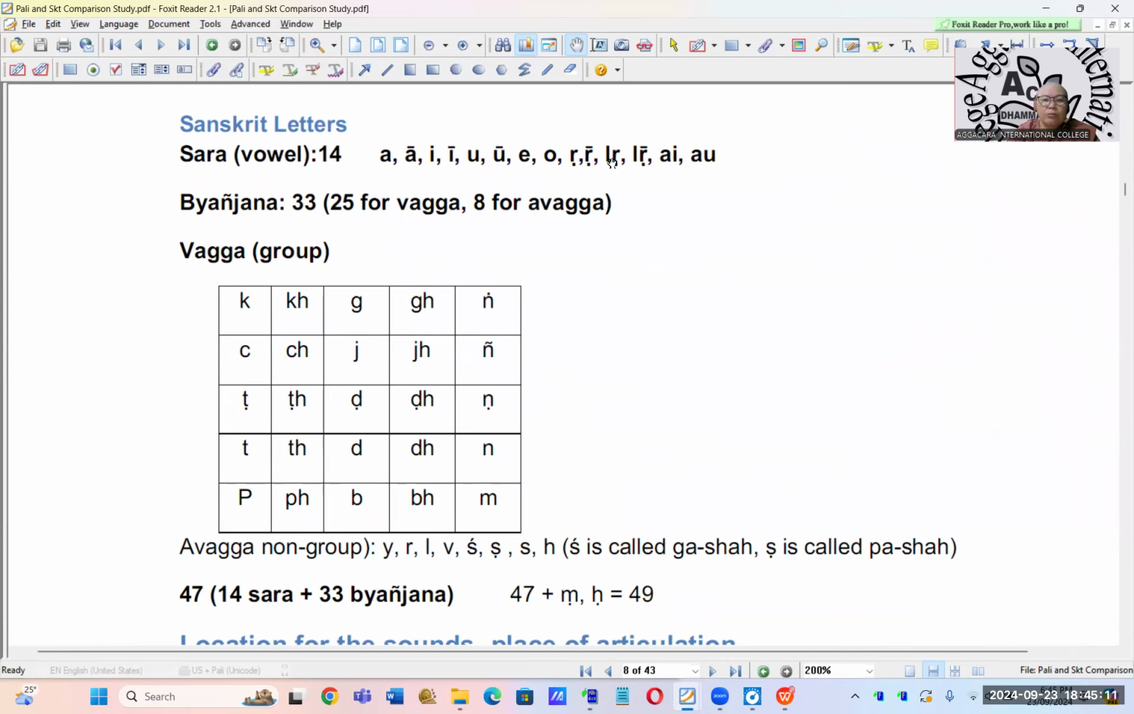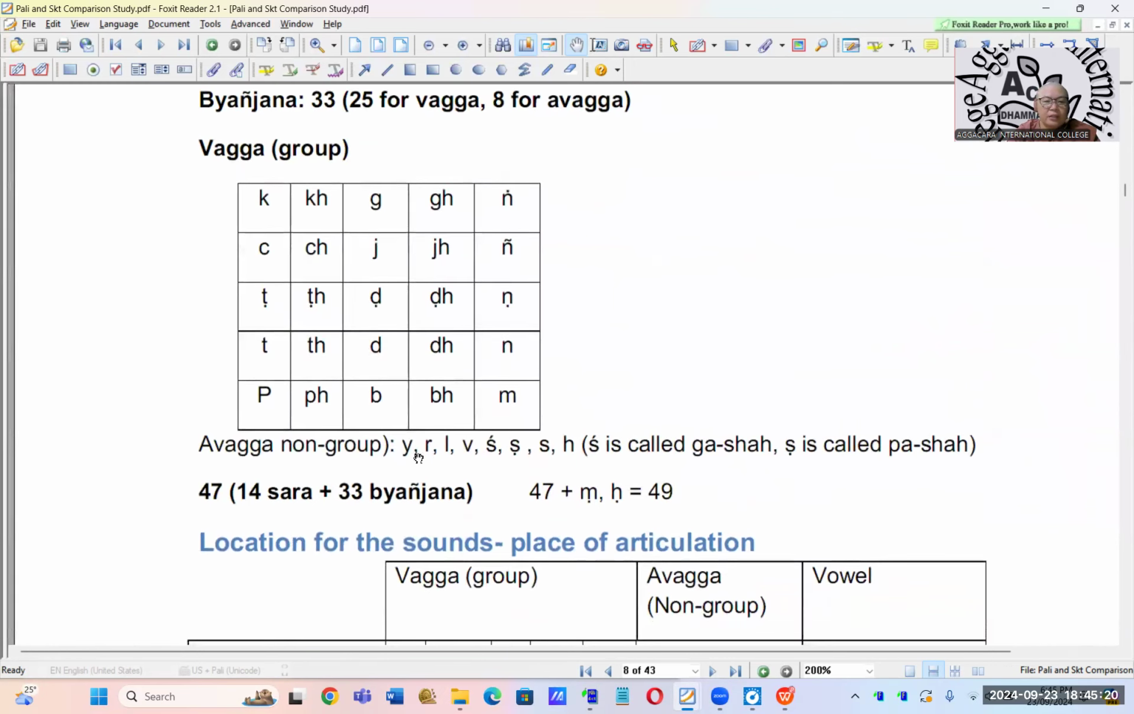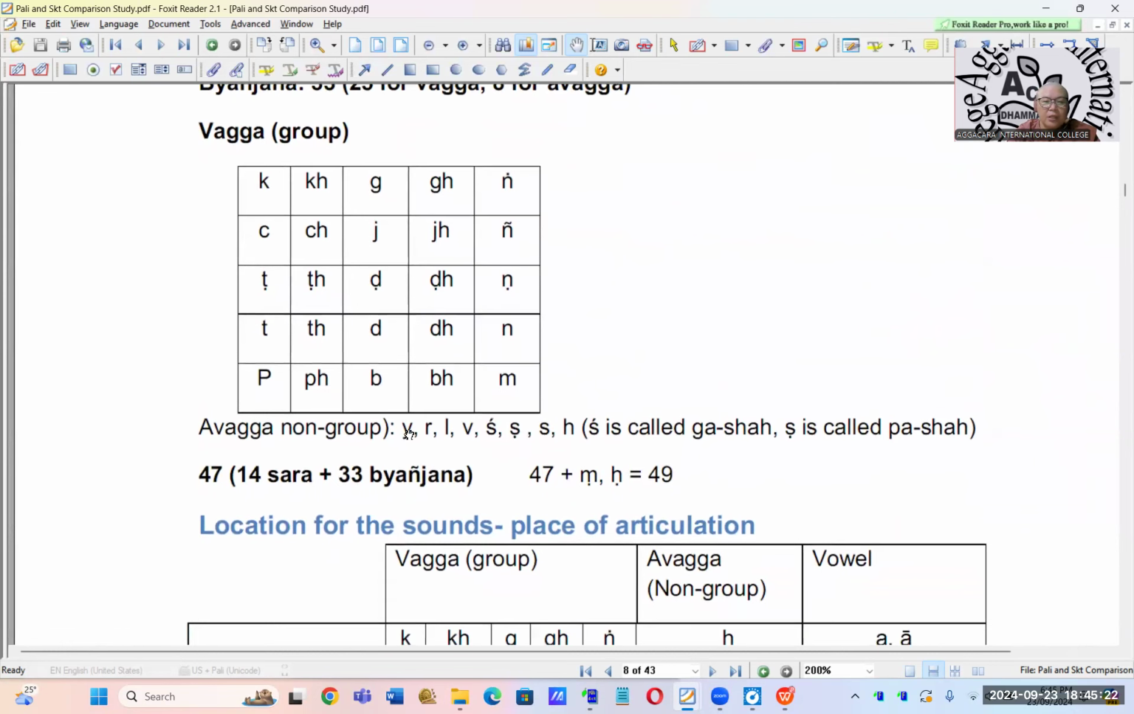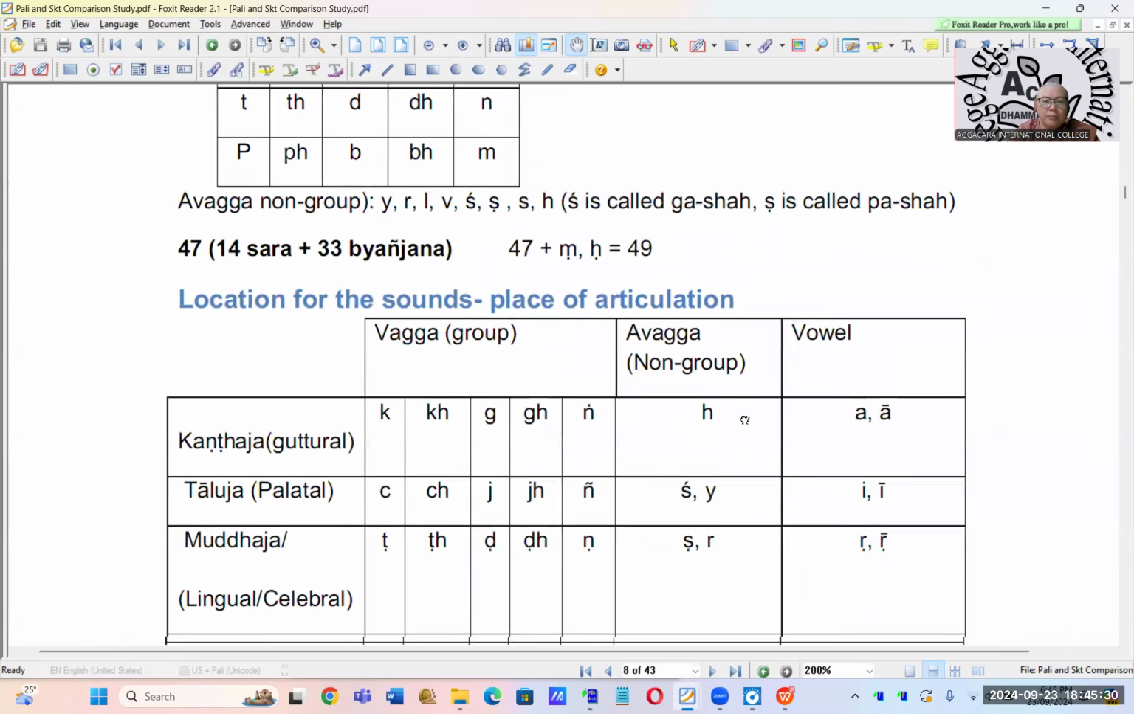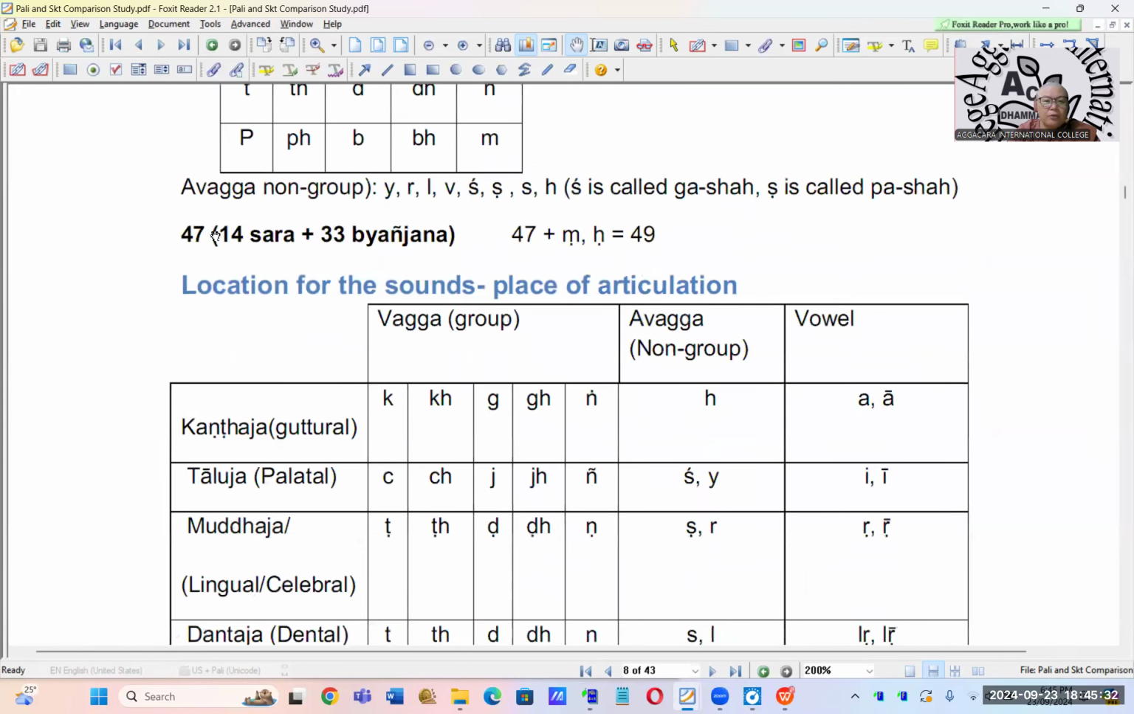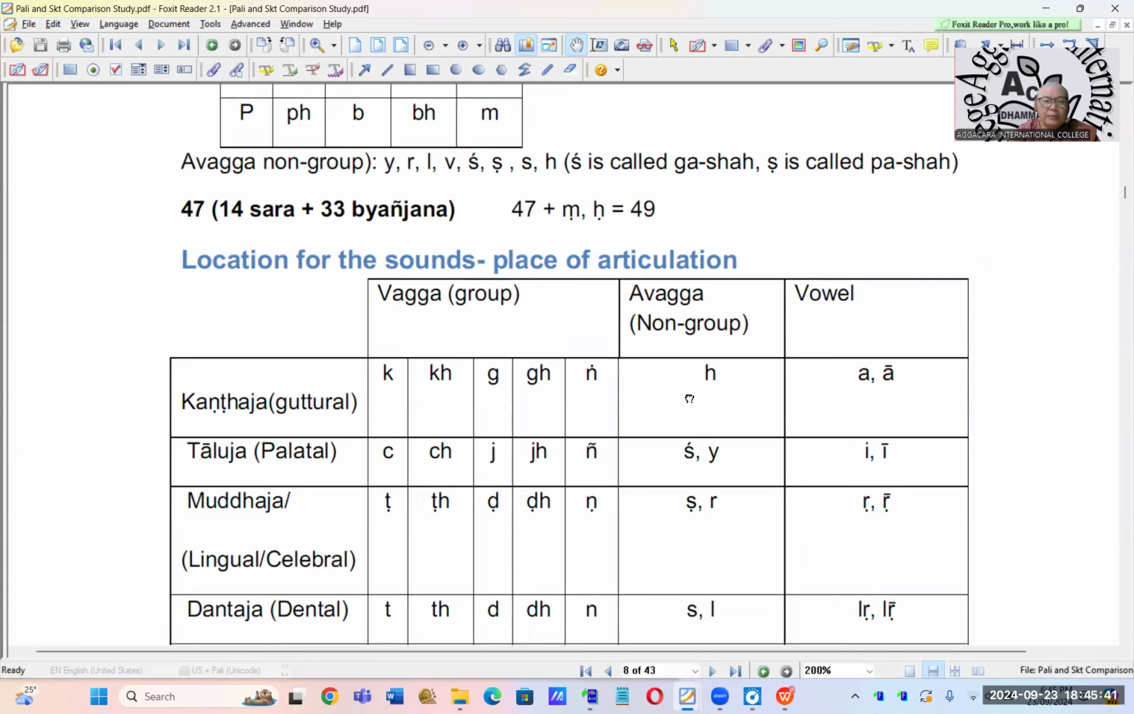Ri. I also know how to pronounce ri, A and AI and AU, right? And Waga here, and then this one, Ya wa la wa. This one we call it Gasha. S with the dot we call it Pasha, right? So you have some 47. So Sanskrit is more difficult. And with this one, M with the dot, H with the dot, 42, 49.